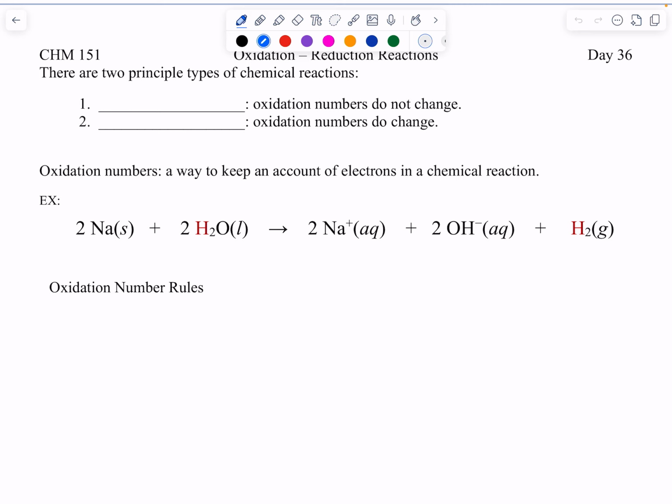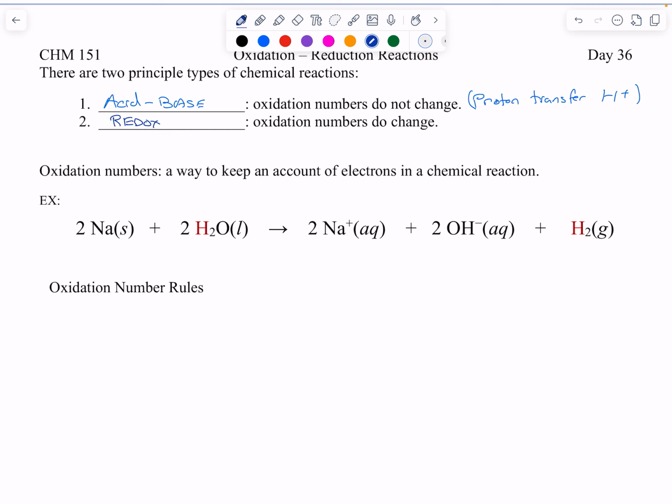All right, first, there are two principal types of chemical reactions. The first one is acid-base. Acid-base reactions, you can think of this as proton, like the Bronsted-Lowry, transfer, or H plus, a lot of times, right? And then there, of course, is redox, and that's where oxidation numbers do change.